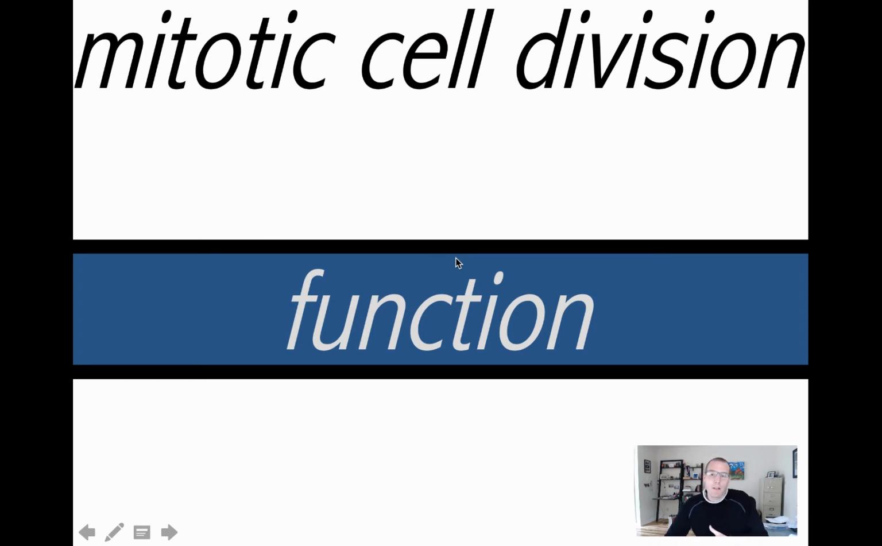So mitotic cell division is when one somatic cell becomes two somatic cells. A somatic cell is any cell in your body that doesn't give rise to sperm or eggs. Those would be called the sex cells. So we're talking about somatic cells, all the other cells basically, skin cells, muscle cells, those kinds of things. That kind of leads us to our first function really.